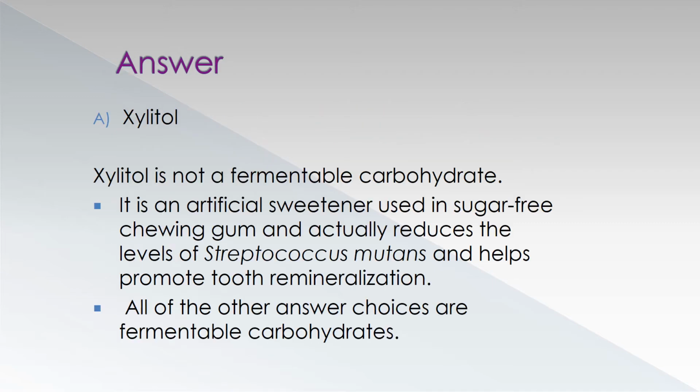And this one should have been an easy one for you after pharmacology. Xylitol. Xylitol is a non-fermentable carbohydrate. It is a salivary sweetener, or artificial sweetener, sorry, used in sugar-free chewing gum, especially our Mentos gum, I believe, has it. Some Mentos gums and the Icebreakers are known for it. But also people can go to health food stores to find this. And it actually reduces the level of strep mutans. That's the key, is that it reduces strep mutans and helps promote tooth remineralization. All the other choices are fermentable carbohydrates.